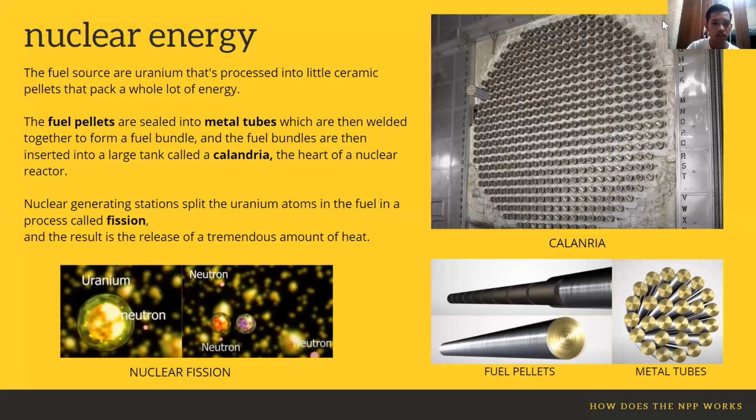And then the fuel bundles are inserted into a large tank called the calandria, the heart of a nuclear reactor. Here on the right side of the PowerPoint, there is what we call the calandria, or the heart of the reactor. Nuclear generating stations split the uranium atoms in a fuel in a process called fission. So fission is the splitting of atoms, and the result is the release of a tremendous amount of heat.